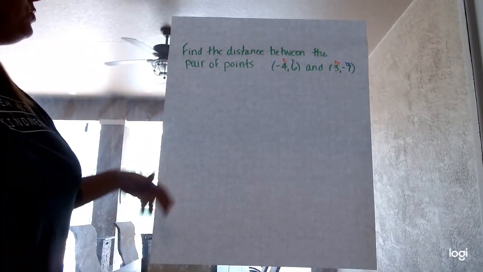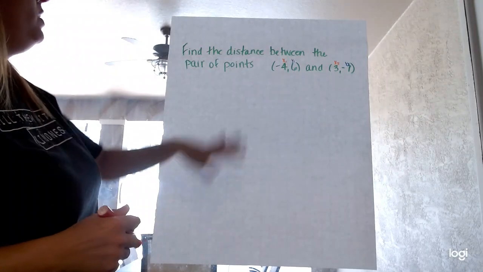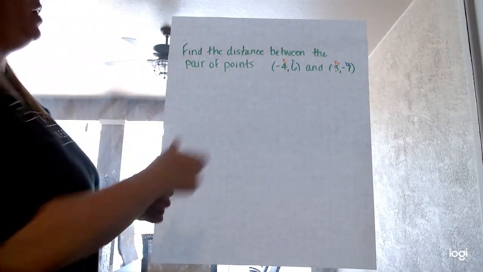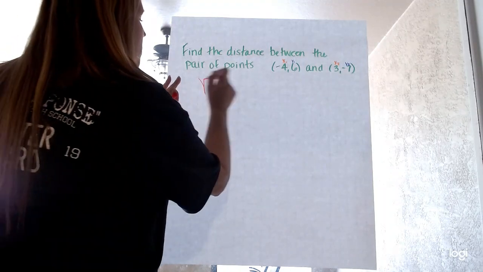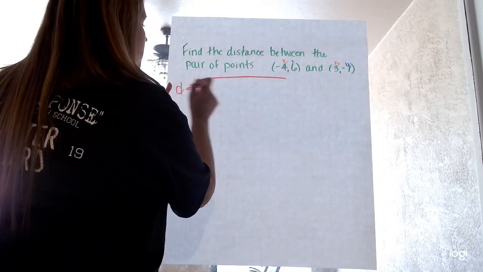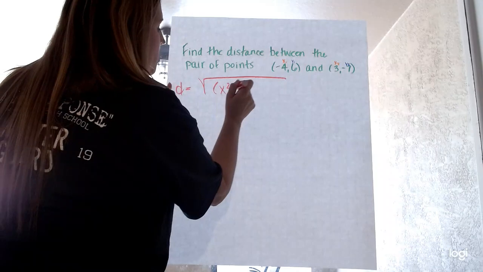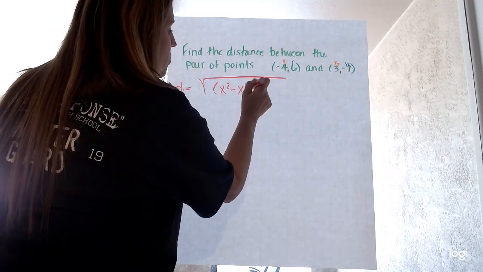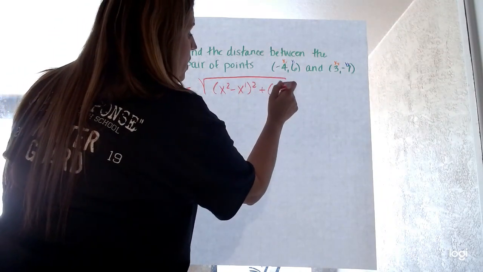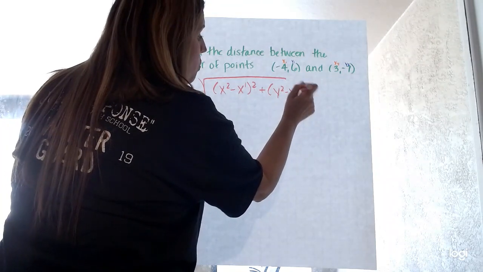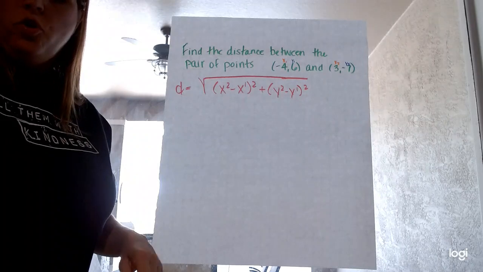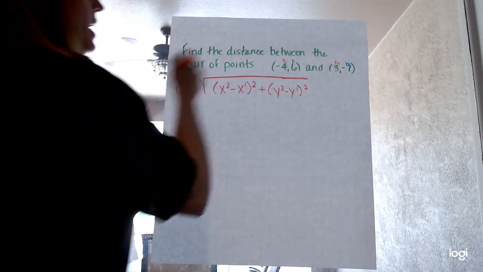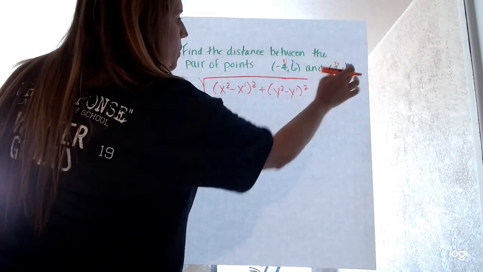Okay, last one. Find the distance between the pair of points. They can be written that way as well: x1, y1, x2, y2. So we know distance equals the square root of x2 minus x1 squared plus y2 minus y1 squared. So what are we going to do? Same thing. I've got my x1, y1, x2, y2 labeled.